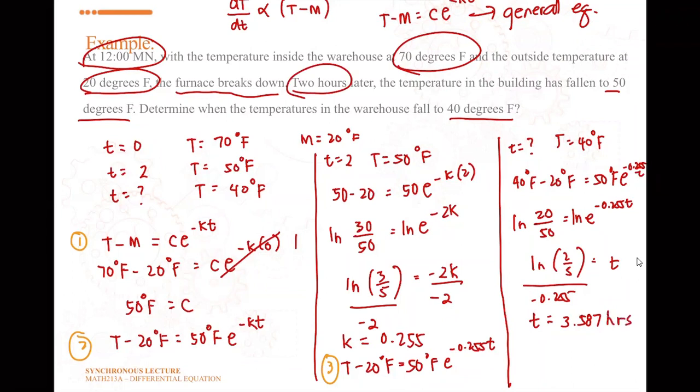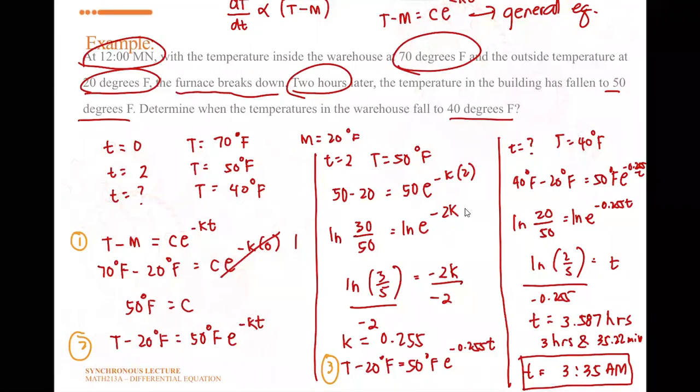Okay? So kung after midnight yan, yung 0.587 natin, convert ko lang in minutes. So ibig sabihin, siya ay 3 hours and 35.22 minutes. So yung time na kailangan natin is at 3:35 AM. Okay? So yan yung oras kung kailan magiging 40 degrees Fahrenheit yung temperature ng warehouse natin. Okay?